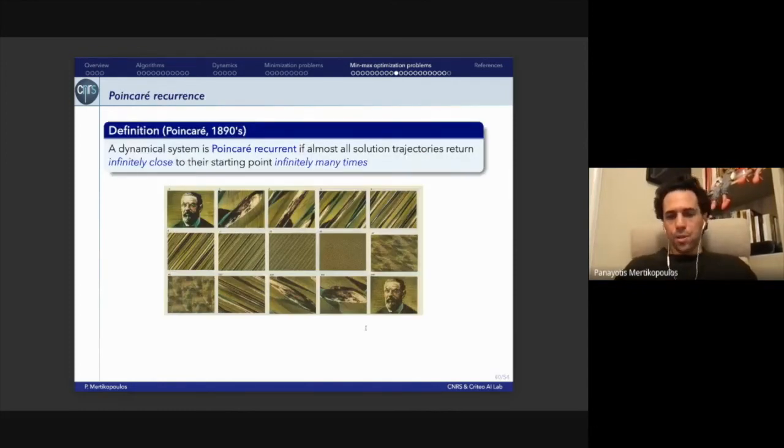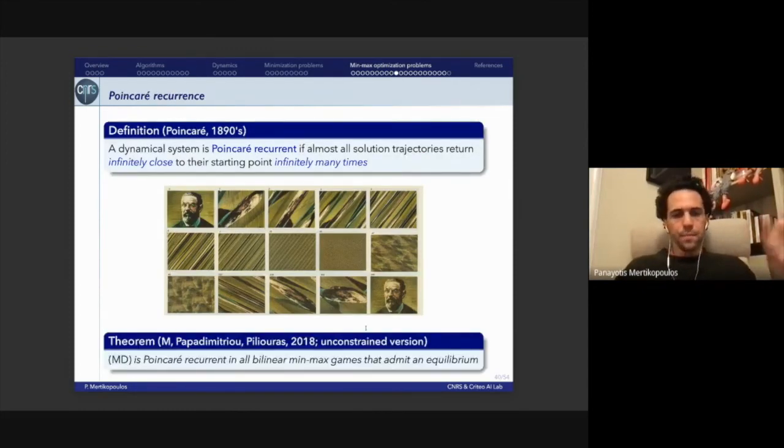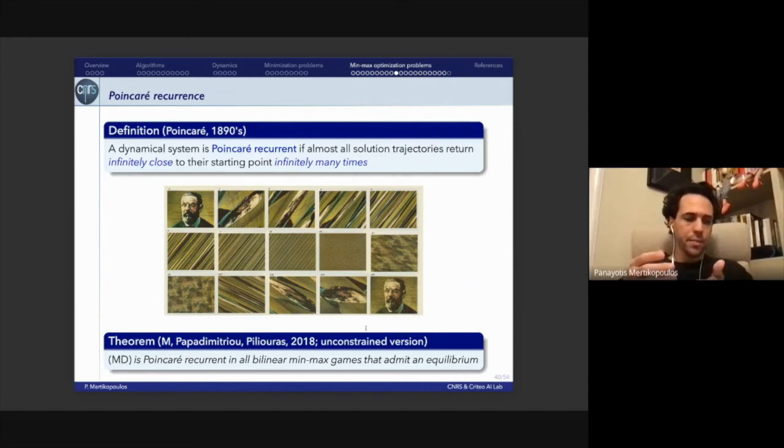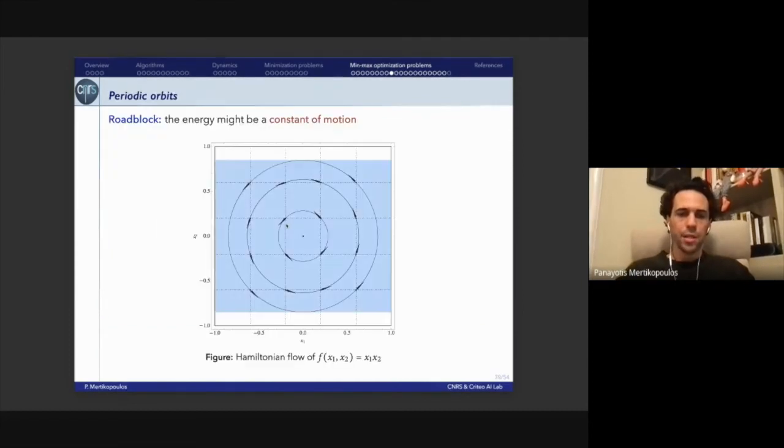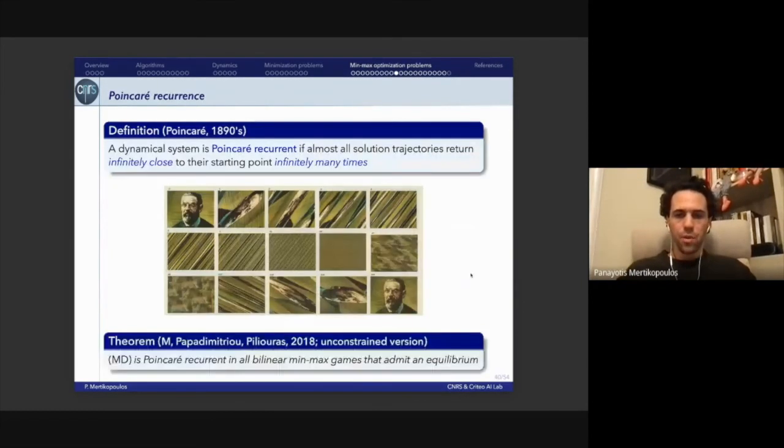Well, first of all, you know that the type of behavior that you have for the dynamics here is what is known in dynamical systems theory as Poincaré recurrent. Poincaré recurrent means that no matter where you start, after some finite time, you will return arbitrarily close to where you started. Okay, and this is exactly what happens with these periodic orbits. All right, now.